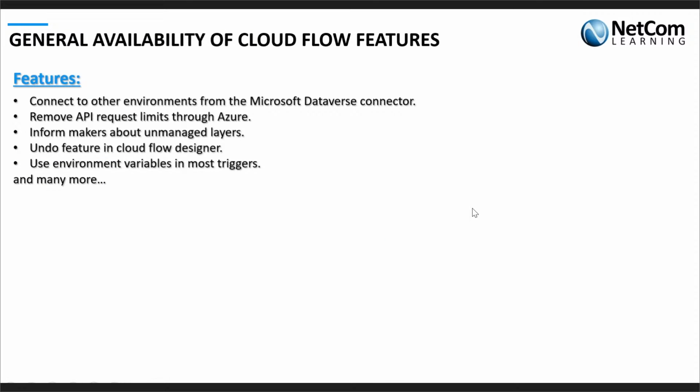Now, these are some of the features that are now generally available. There are a bunch of other features that, apart from what you see here on the list, are also available as of today. First, you could connect to other environments from the Microsoft Dataverse connector. Traditionally, the only capability was to use a Microsoft Dataverse connector and connect to all the tables that are hosted in the same environment in which you have created that flow. Well, now you can do more than that.